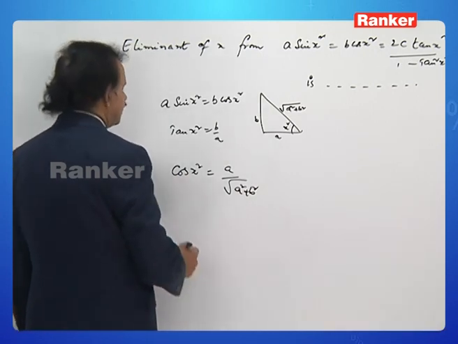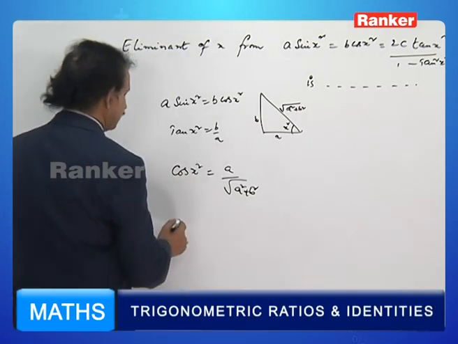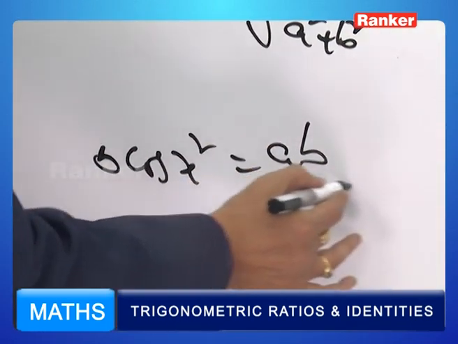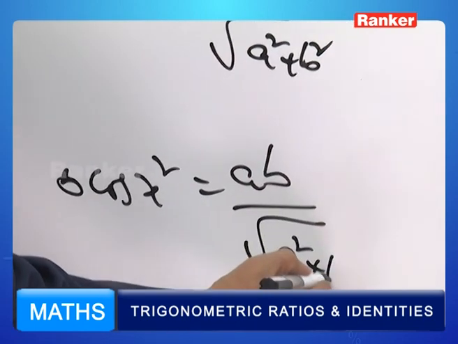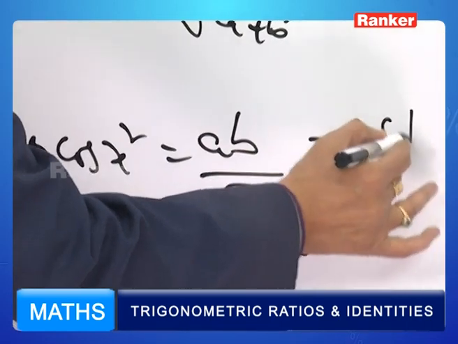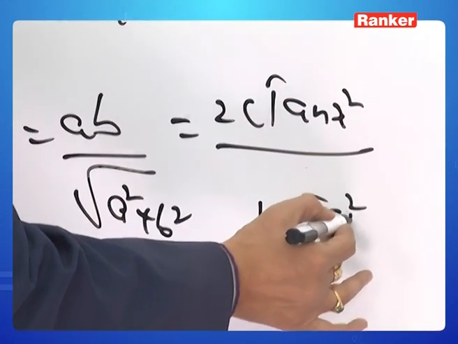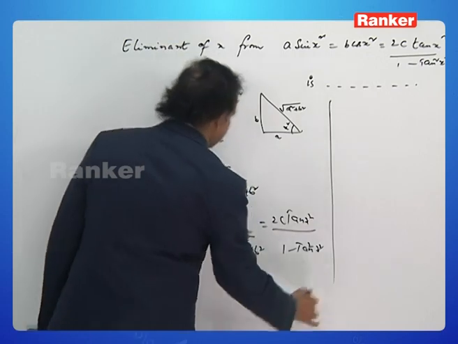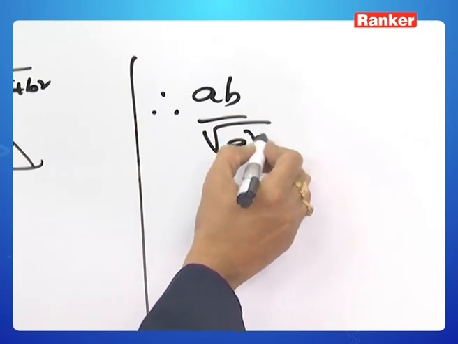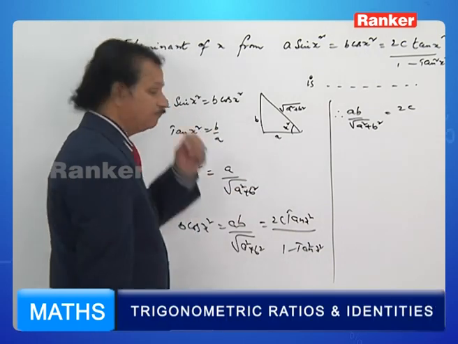Now, you can have either cos x square or sin x square as you like. Now you multiply both sides by b. What do you have? B cos x square is equal to ab by root of a square plus b square. But from data, this b cos x square is equal to 2c tan x square by 1 minus tan square x square, isn't it? Therefore, ab by root of a square plus b square is equal to 2c into what is tan x square? B by a.